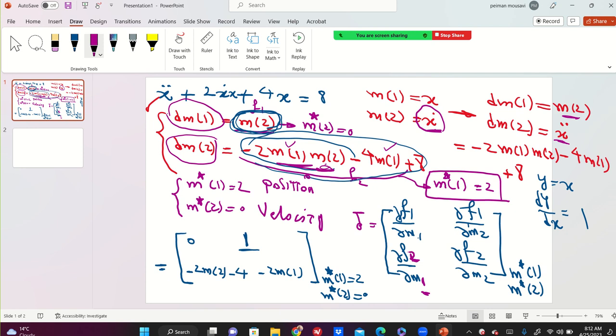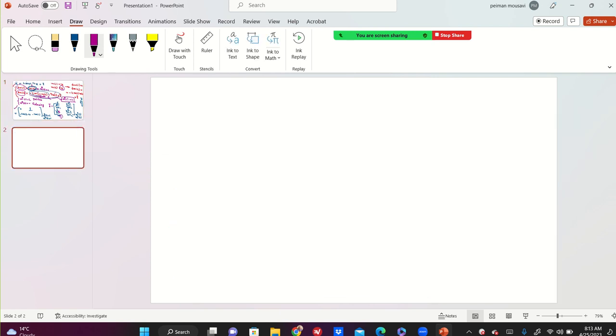So, yeah, this is right. I had a typo here. The Jacobian matrix, I'm writing here 0, 1, minus 2 M2 minus 4, and minus 2 M1 at the equilibrium point. Equilibrium point, I'm showing with the star.